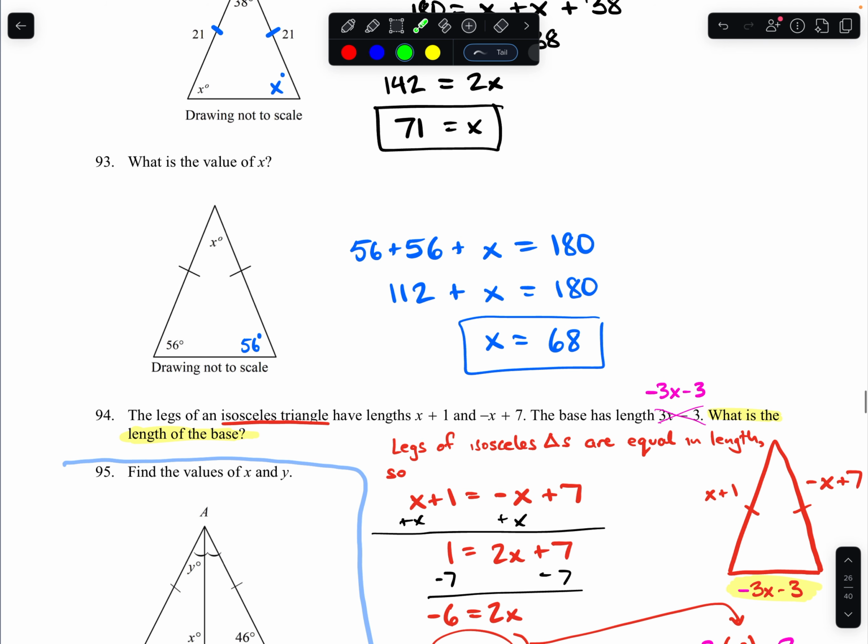Got another isosceles triangle theorem here. We have two sides that are congruent. So if this is 56, the other base angle must be 56. So we've got 112 plus our third angle, x has to be 180. So x is 68.